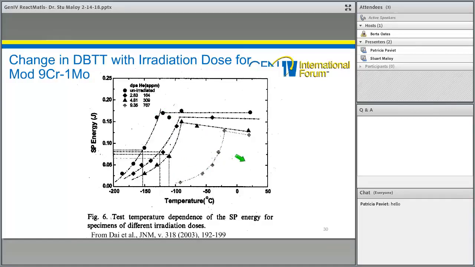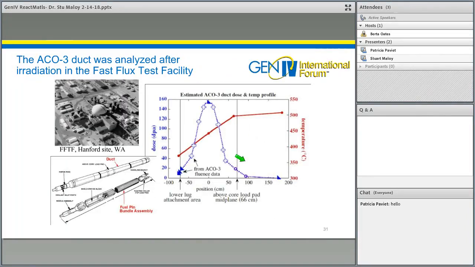So that can be an issue with low temperature irradiation of these materials. And some work that we did here at LANL, out of Los Alamos, was analysis of an ACO3 duct that was made out of HT9. So in this case, we were able to look at a component. What we did was to take advantage of the fact that along the duct, the irradiation temperature goes from, right here on the right-hand side, about 380 degrees C out to about 500 degrees C as you go along the length of the duct.